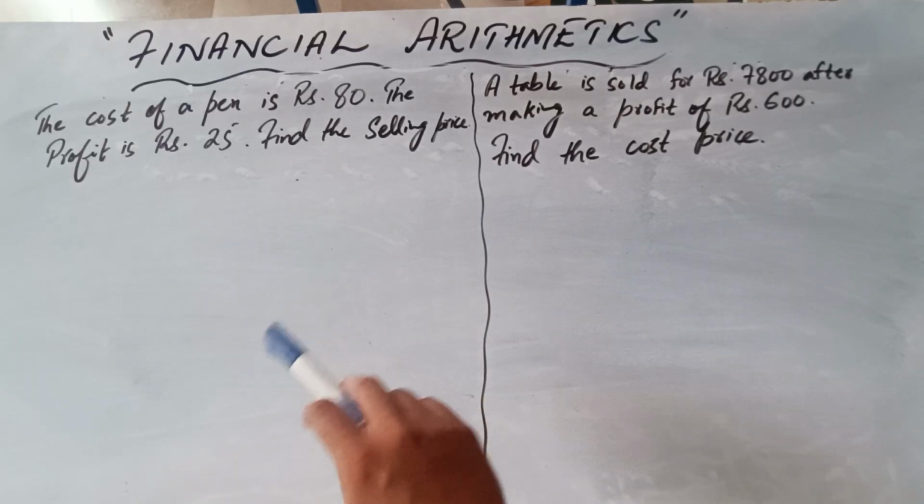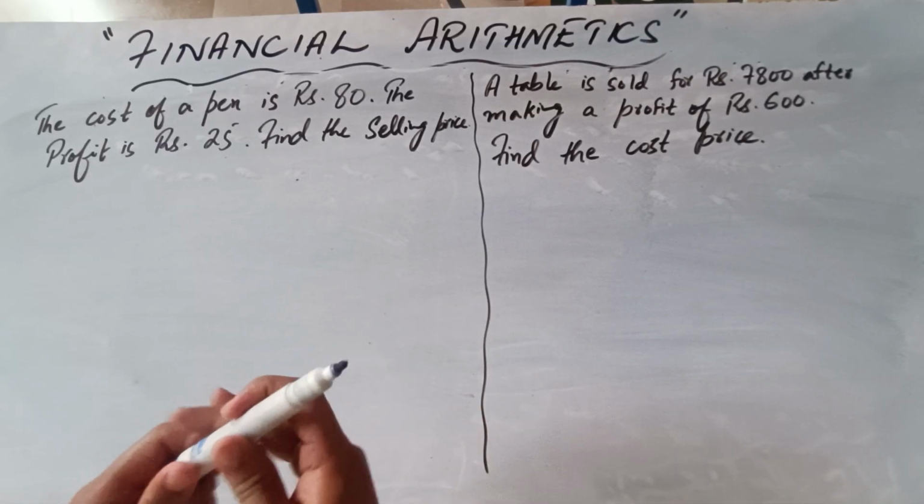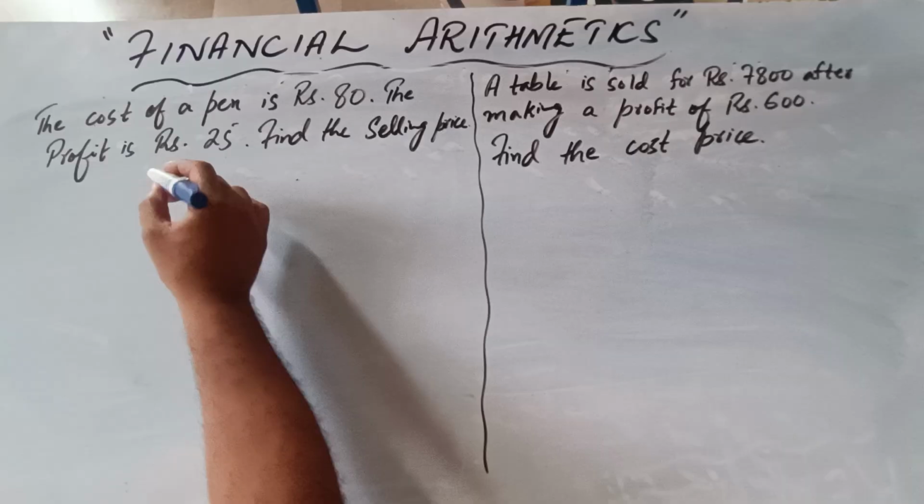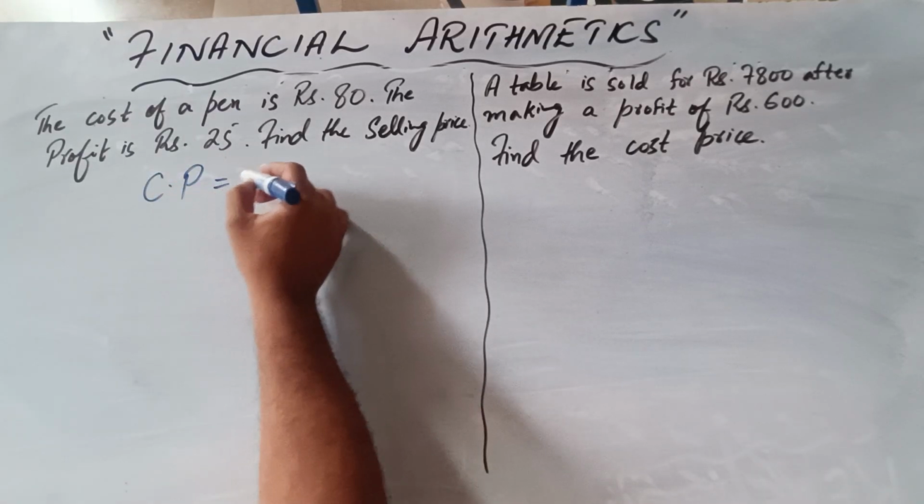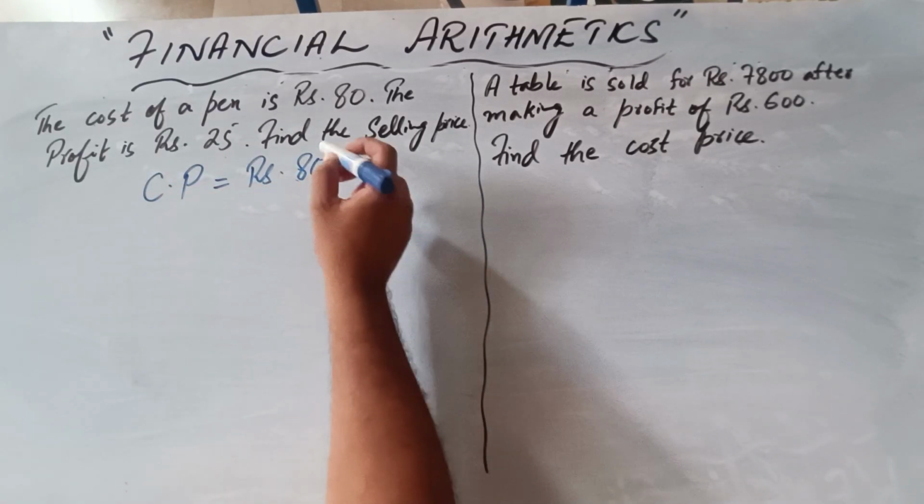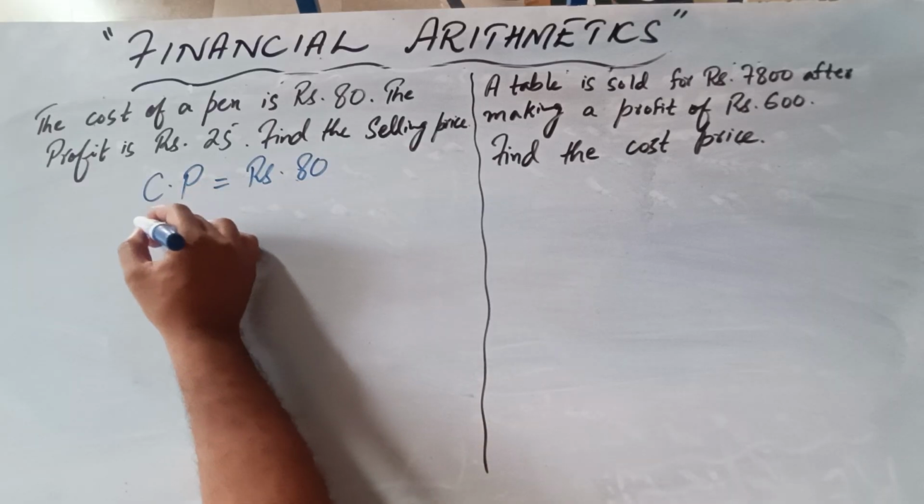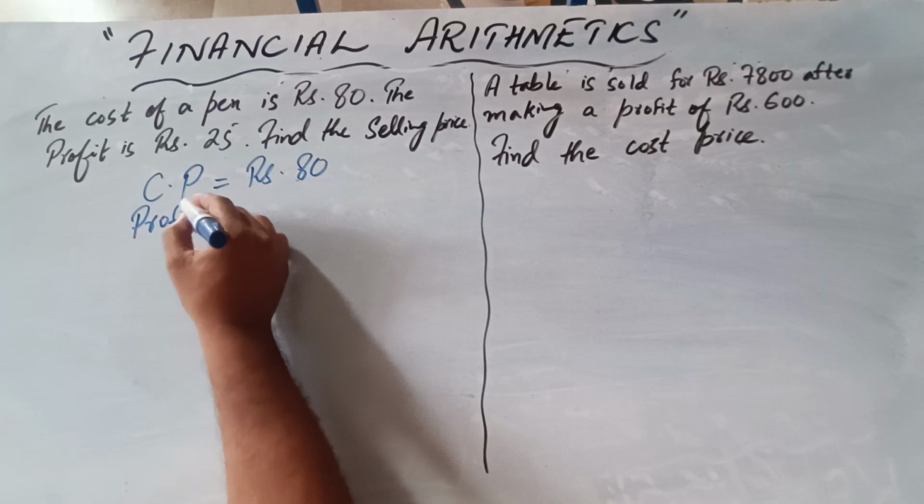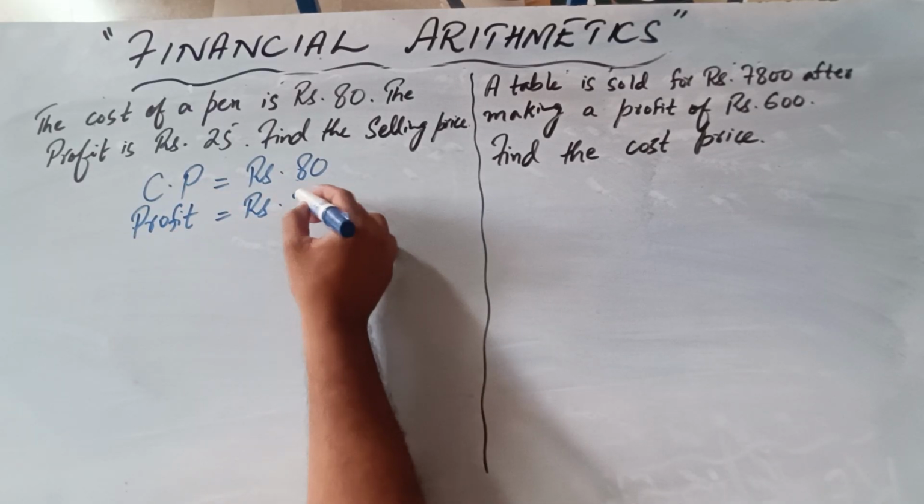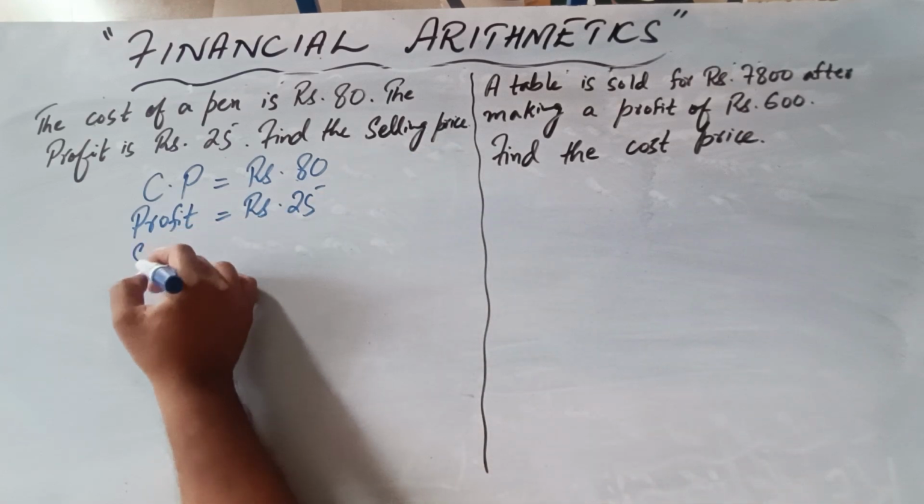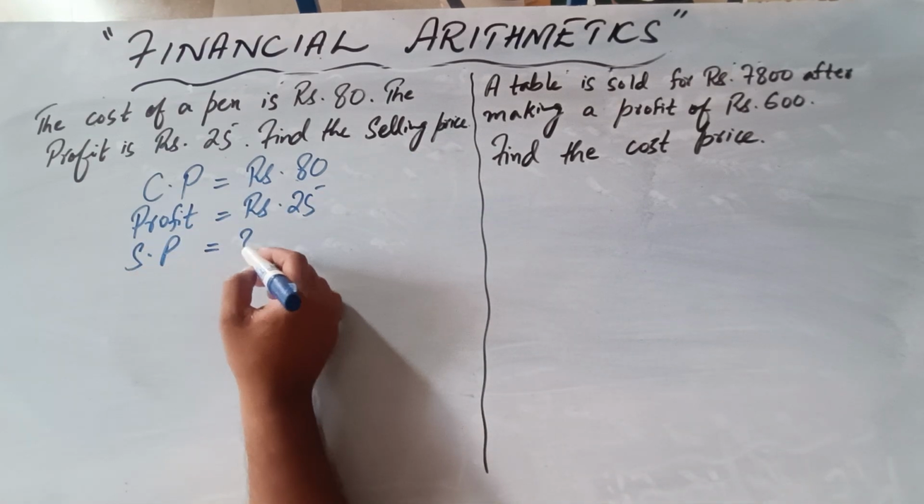In this one, the other quantities are given and we need to find the selling price of a pen. The cost price is given, rupees 80. The profit is given, rupees 25. Find the selling price. Now SP is unknown.